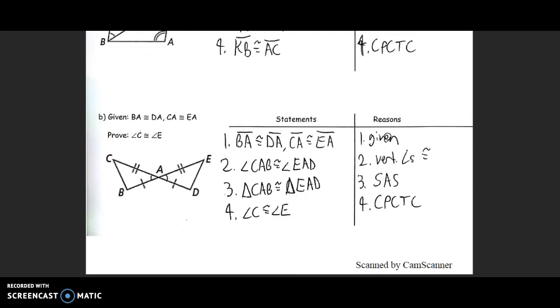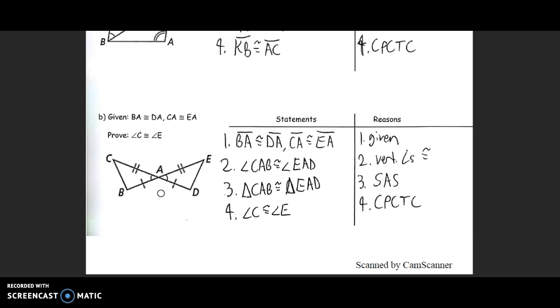So still start with a given, and just notice the shape, kind of like the last one, is a common figure. This question is a common figure as well. I have this bow tie shape, meaning that I have 2 vertical angles in the middle. So you want to be careful not to say angle A. It should be angle CAB is congruent to angle EAD, naming that with 3 letters to be specific. And again, we know that those are congruent because those are vertical.